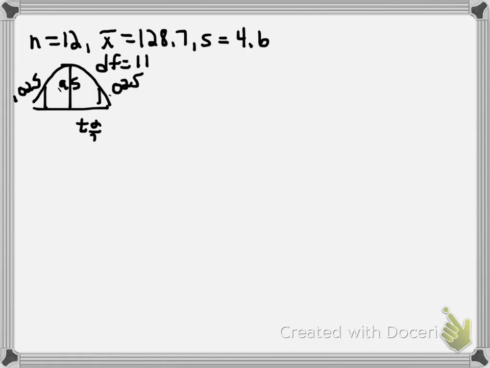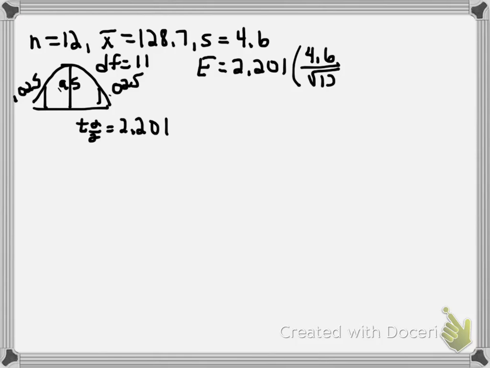The critical value, using table A3, you should get 2.201. Now you can find the margin of error. The error is equal to the critical value 2.201 times the standard deviation, which is 4.6, divided by the square root of the sample size, which is 12. When you work that out, you should end up with 2.92.